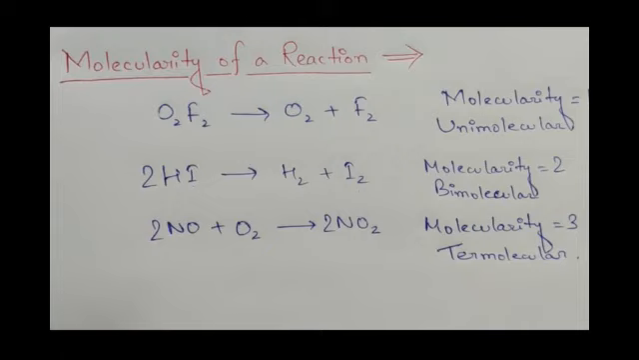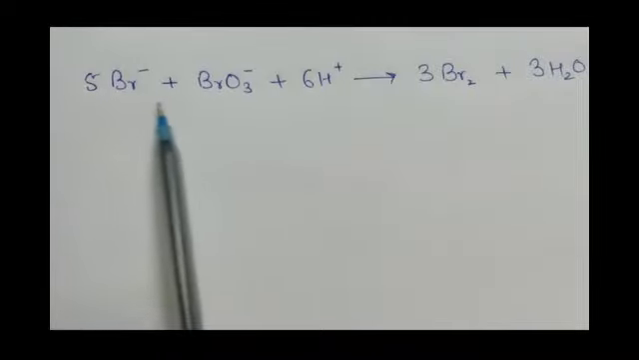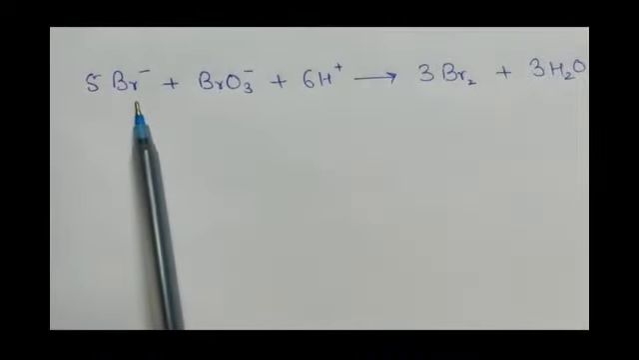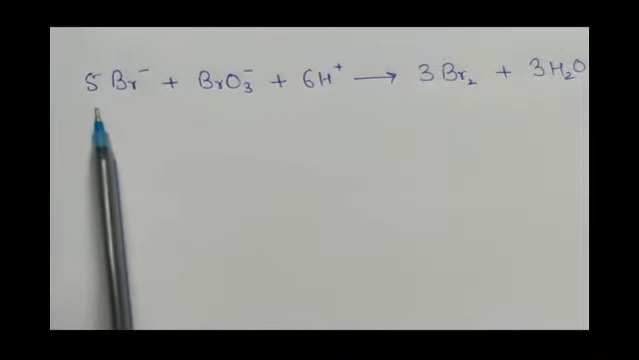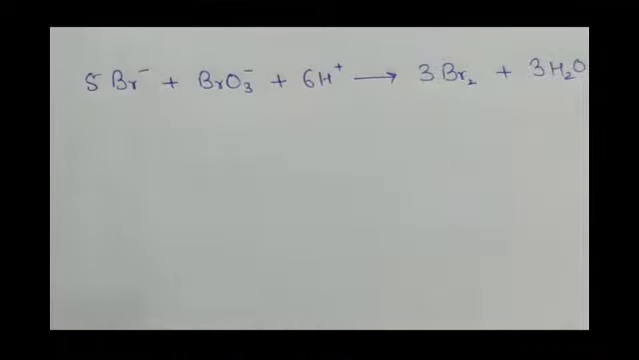Now there are some reactions in which all the atoms or ions or molecules as represented in the balanced chemical reaction may not come together to collide simultaneously. For example, look at this equation. Here you can see that on the reactant side 5 bromide ions are there, 1 bromate ion is there, and 6 hydrogen ions are there. That means here overall there are 12 ions, right? So it is impossible for all these 12 ions of the reactants to come together simultaneously to collide.